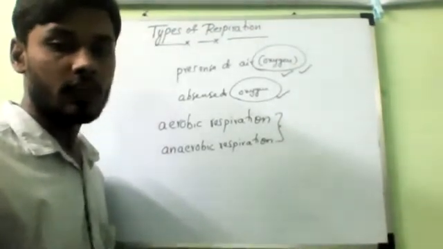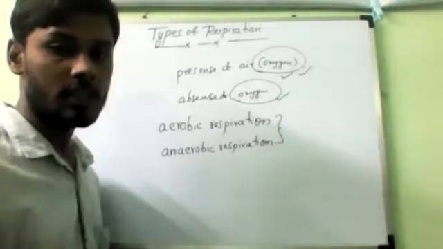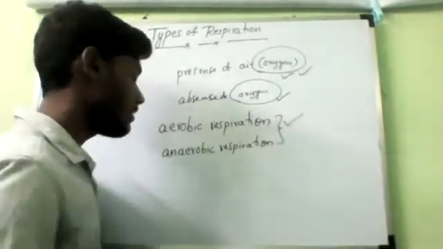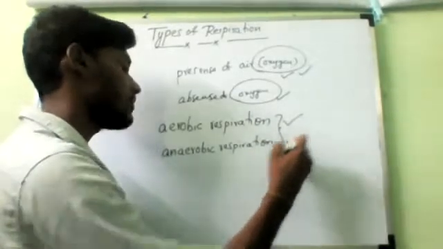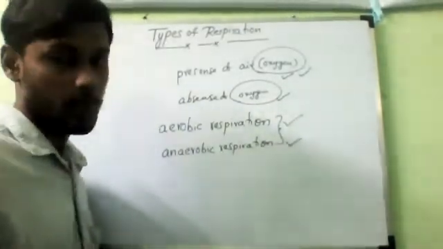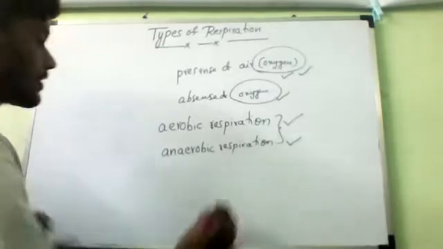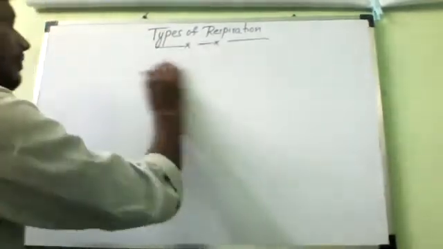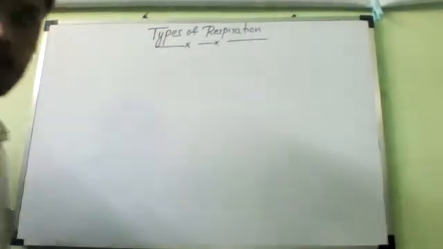So let us start with the first one, the presence of oxygen, which we call aerobic respiration, and the absence of oxygen, which we call anaerobic respiration. Let us go with the first one. All of you keep reading. Aerobic respiration.